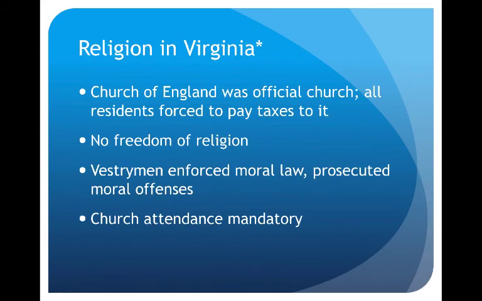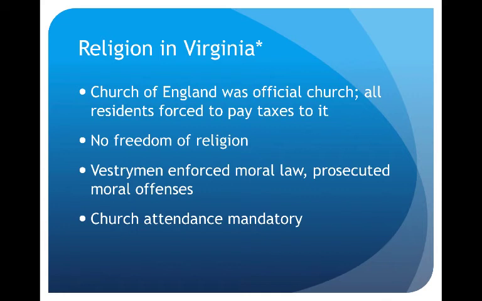Religion in Virginia. The official church in Virginia was the Church of England. All residents, if you live there, are forced to pay taxes in order to support it. There was no freedom of religion. You had vestrymen whose job it was to enforce moral law, and they prosecuted moral offenses. Among moral offenses would be fornication and drunkenness. And on the books, there was a law which mandated the death penalty for Quakers. This may not have ever been enforced, but it was on the books.